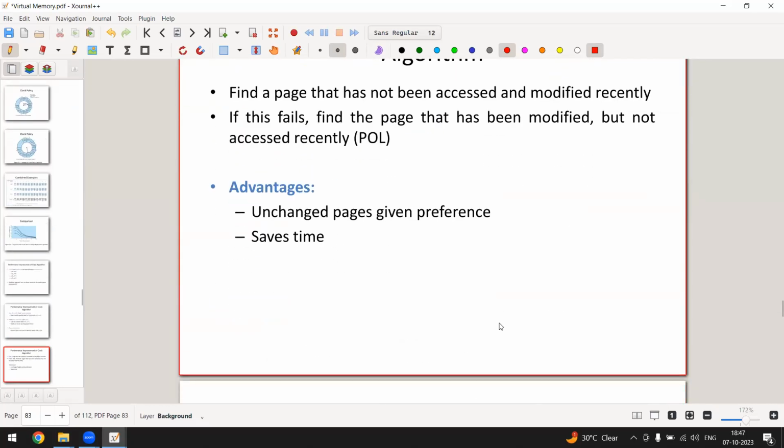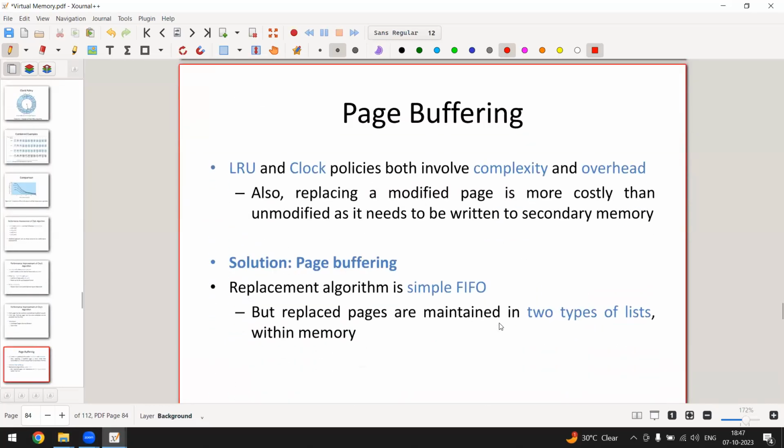So we are not discussing all these things. Now we'll directly discuss page buffering. See that in our scope, we have to only discuss the basic working of clock policy. We are not going to include the detailed analysis. So what is page buffering?